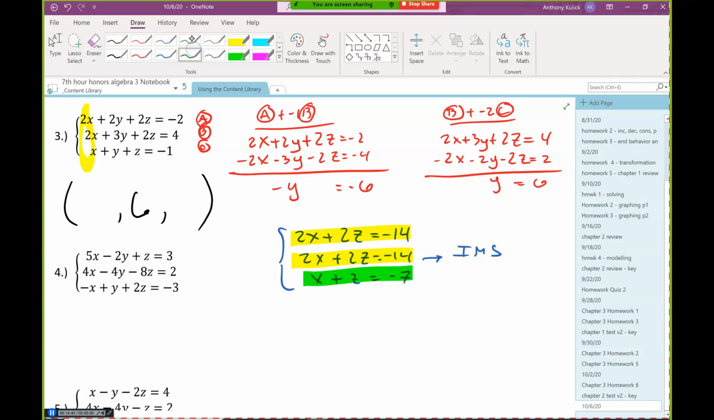Okay. So let's pick one of these equations. I'm going to pick this last one and isolate one of the 2 variables, either x or z. It doesn't really matter. For the sake of argument, let's go with the x. So I have negative 7 minus z. And the z is my independent variable. And I'm done.